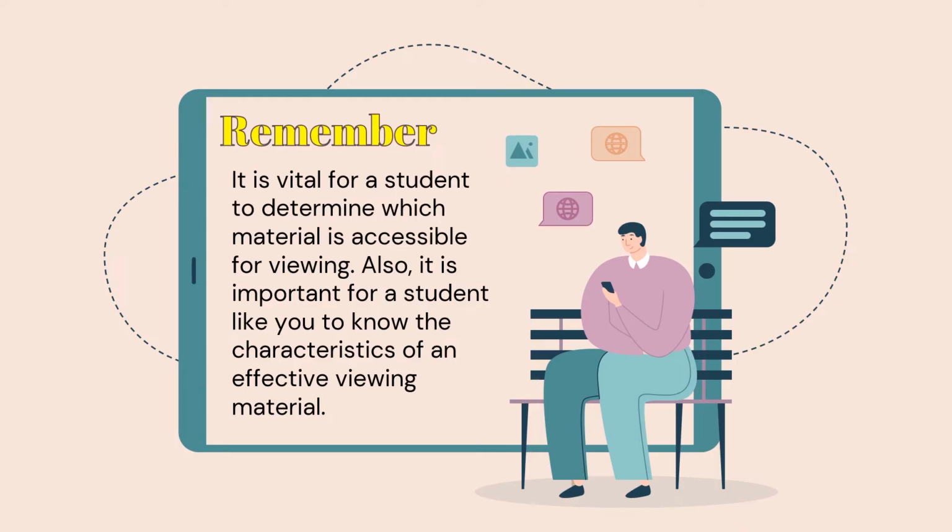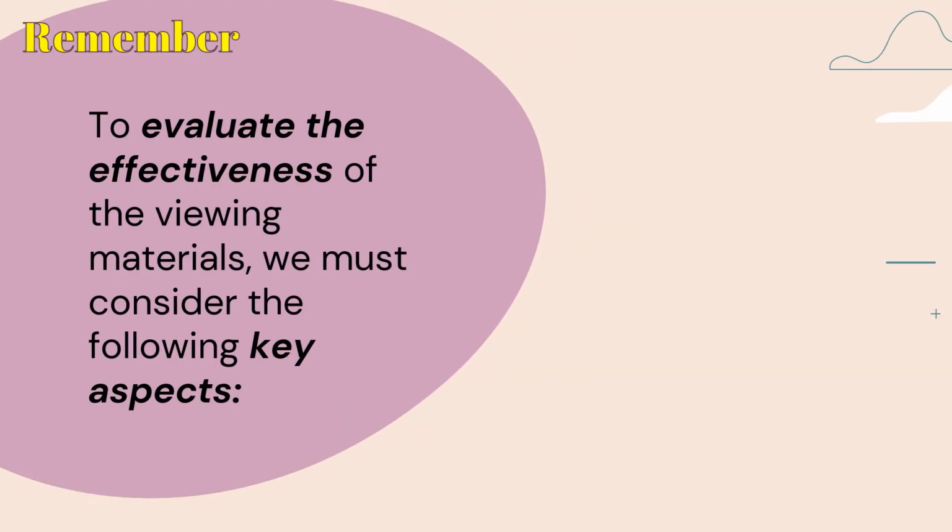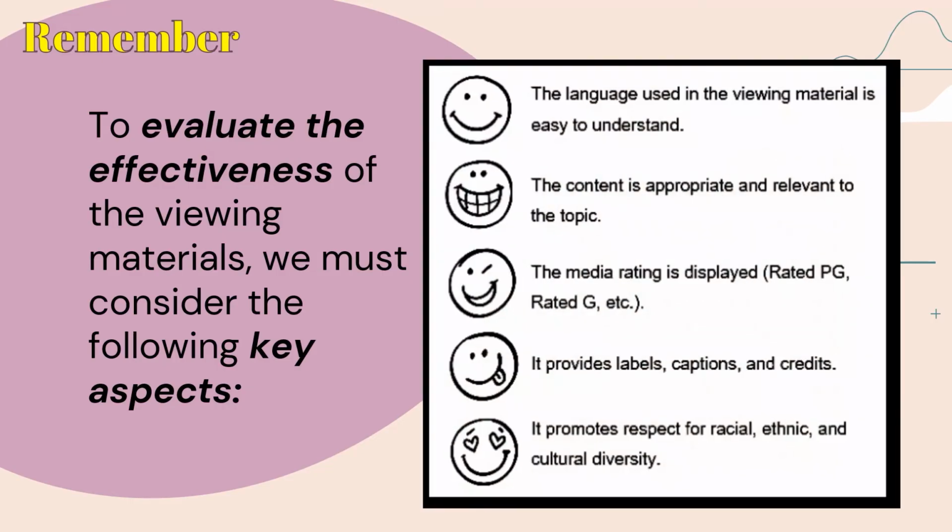Remember, it is vital for a student to determine which material is accessible for viewing. Also, it is important for a student like you to know the characteristics of an effective viewing material. Now, to evaluate the effectiveness of the viewing materials, we must consider the following key aspects. If there is something that we are going to view or to watch, consider these aspects.